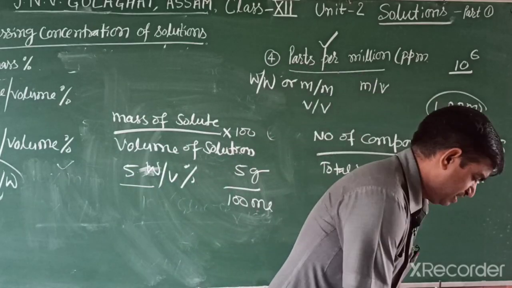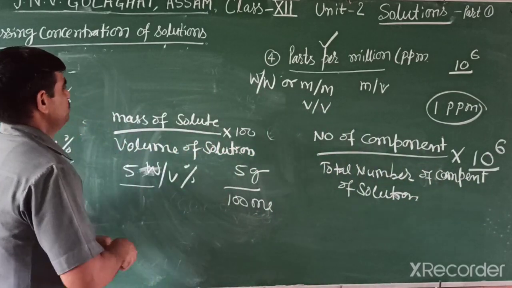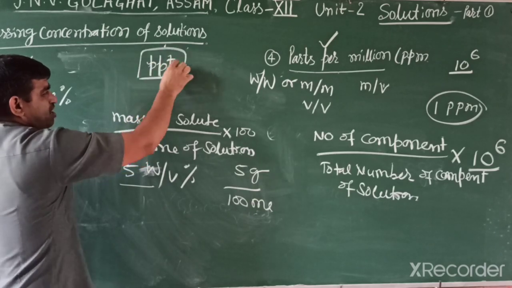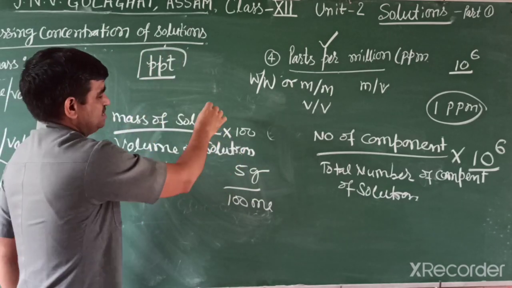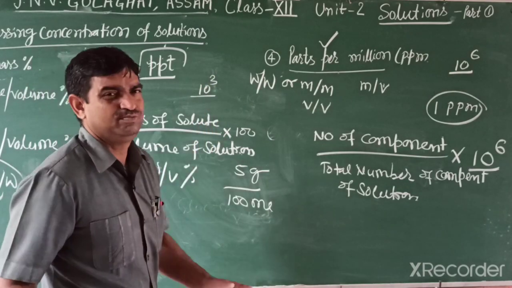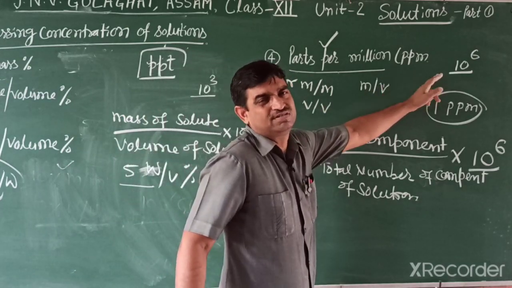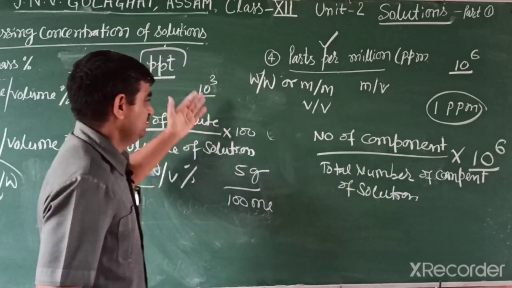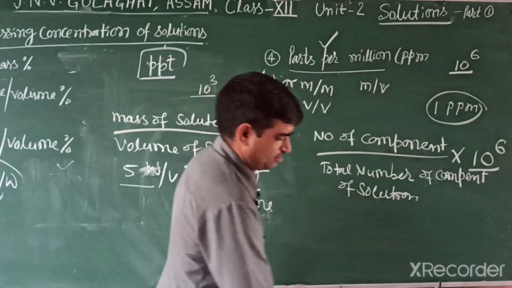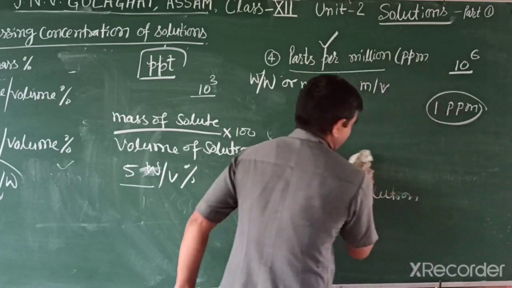In some books earlier we also studied parts per thousand, PPT, meaning parts per thousand. That time it is multiplied by 10 to the power 3, means by 1000. If the amount of the component is very small, then you multiply by 10 to the power 6, means 10 lakh. These are the common factors we can express. Next way of expressing the concentration of a solution is mole fraction.